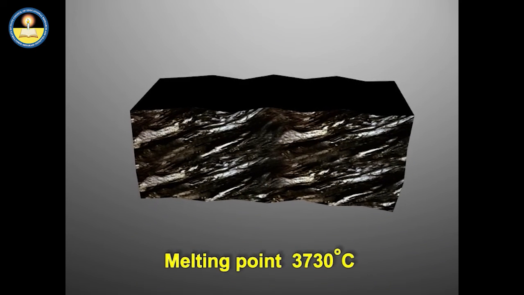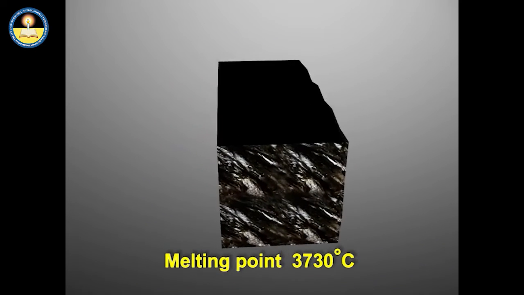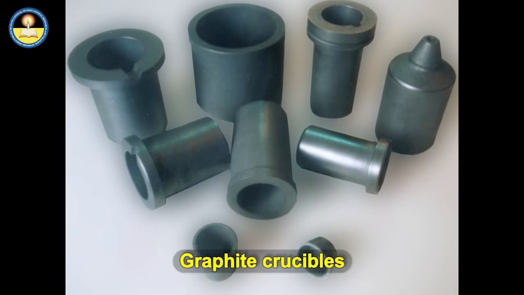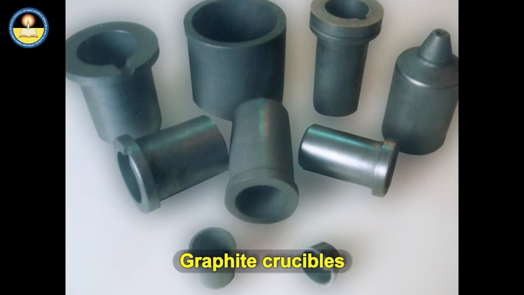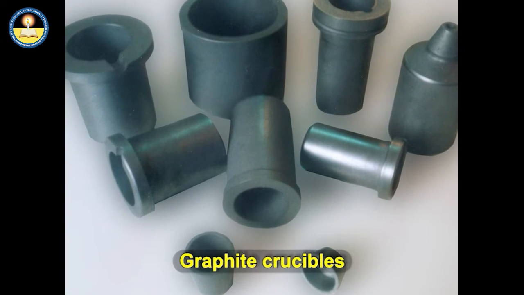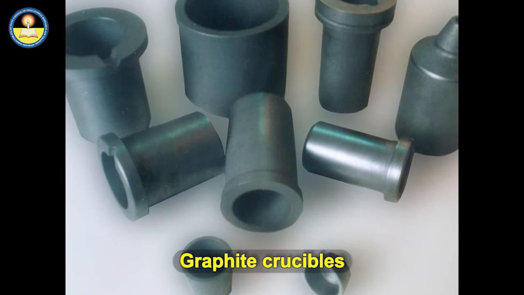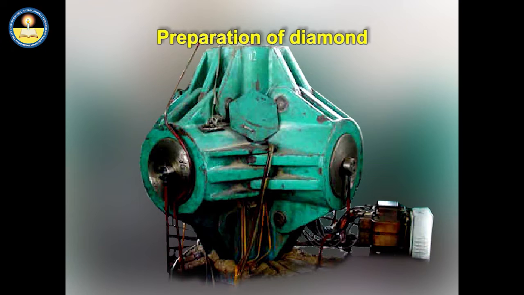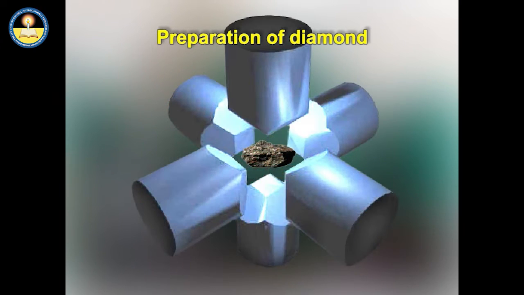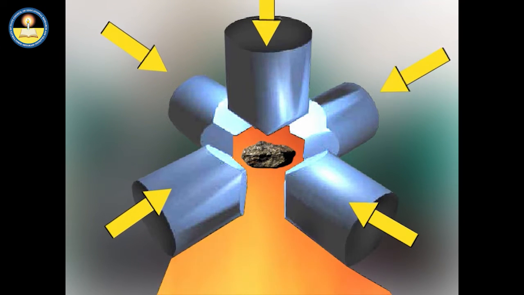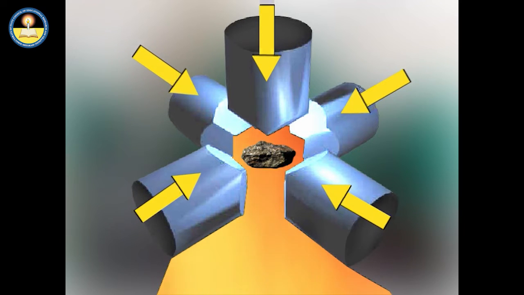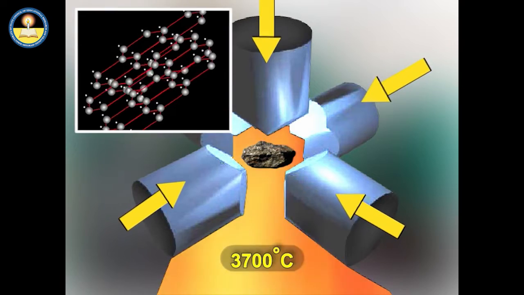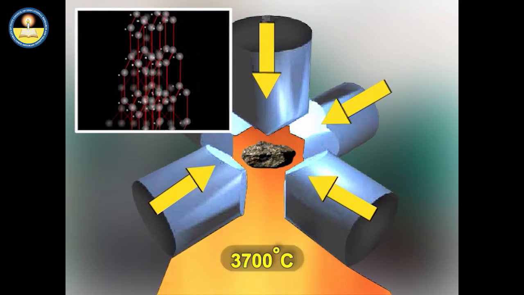Melting point of graphite is 3730 degrees centigrade. So graphite crucibles can withstand very high temperatures and can be used for melting substances with high melting points. Graphite is used in preparation of diamond by high pressure, high temperature synthesis. At temperature of 3700 degrees centigrade, graphite converts into diamond.